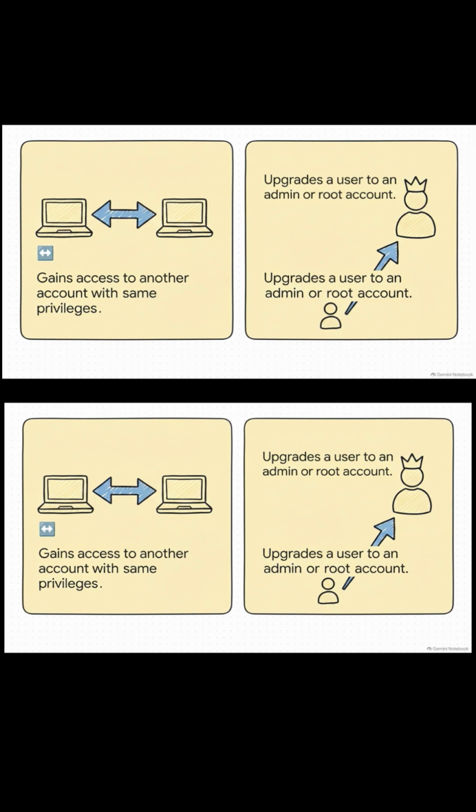Now listen up, because this is a classic CEH exam trap. You have to know the difference between horizontal and vertical escalation. Horizontal escalation is simply moving sideways. You are user A and you figure out how to hack into user B's account. You both have the same low-level permissions, you're just wearing a different disguise.